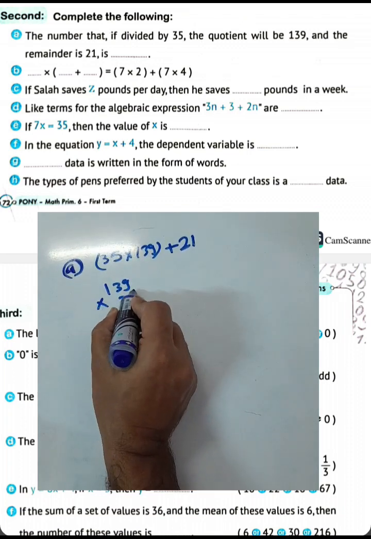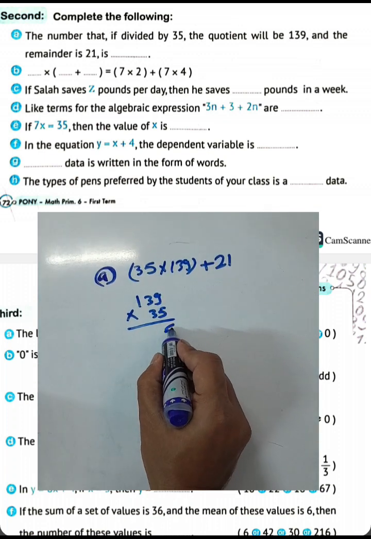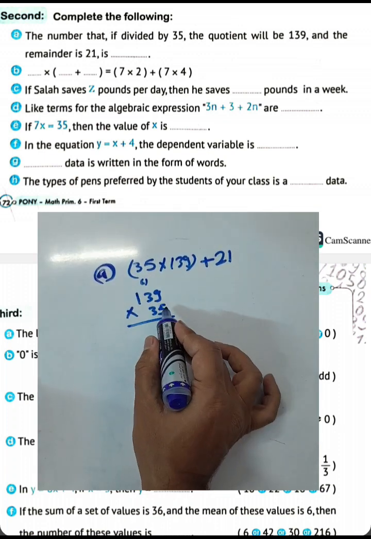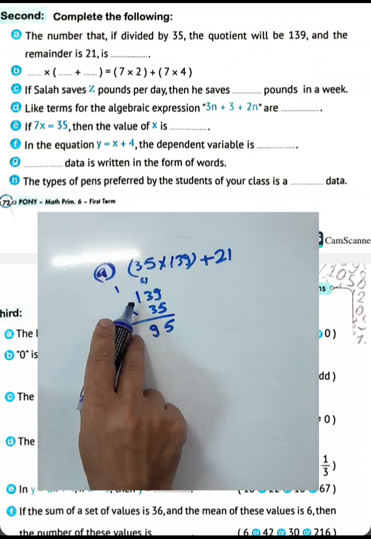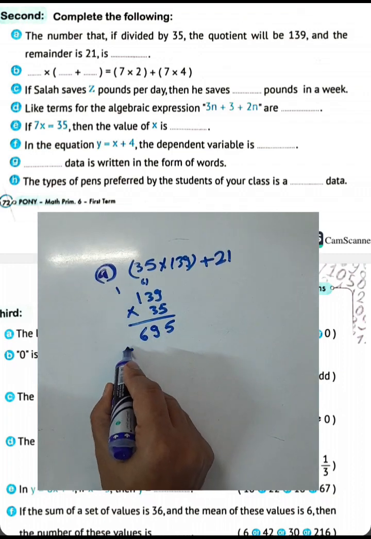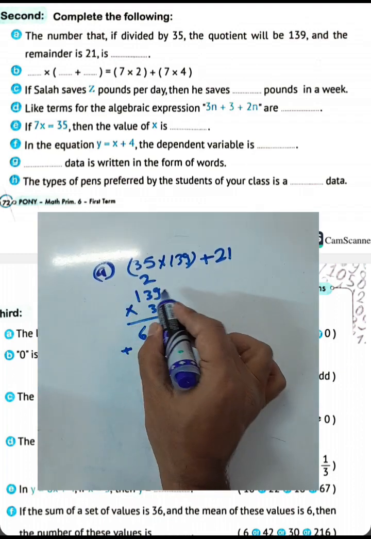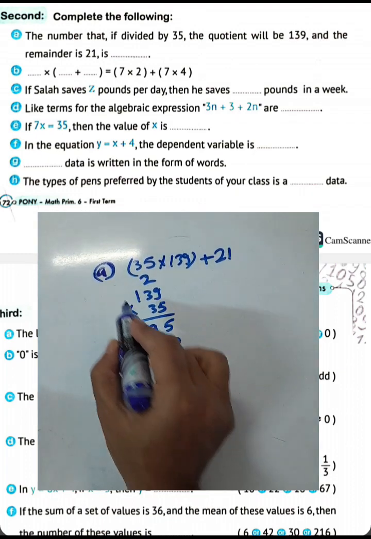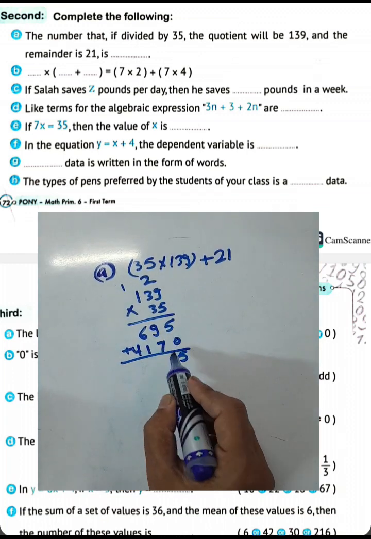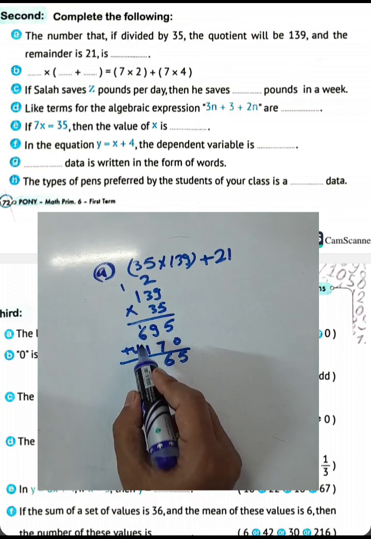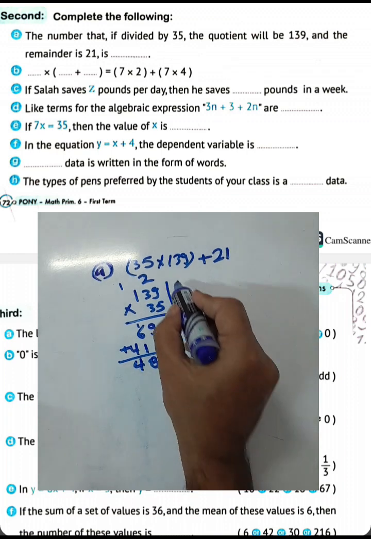139 multiplied by 35. 5 times 9 equals 45, right? 5 and the carry of 4. 3 times 5, 15 plus 4 equals 19. 9 and the carry of 1. 1 times 5 equals 5 plus 1 equals 6, plus write 0. 3 times 9, 27. 7 and the carry of 2. 3 times 3 equals 9. 9 plus 2 equals 11. 1 and the carry of 1. 1 times 3 equals 3 plus 1 equals 4. And then add them. 9 plus 7 equals 16. 6 and the carry of 1. 6 plus 1 equals 7. 7 plus 1 equals 8. And then write 4.